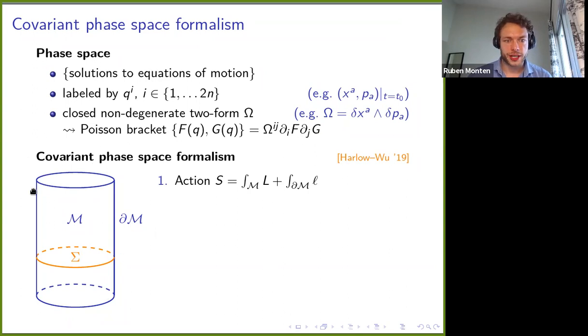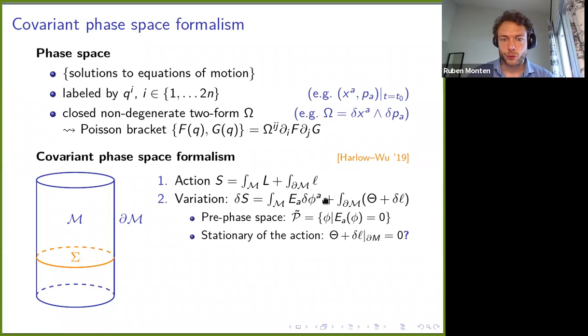And I'll be illustrating it with the situation we will try to consider later on, which is that of a manifold, a cylinder, for example, with some finite boundary. So our theory will start from an action, which is a bulk integral over a Lagrangian plus a boundary integral over a boundary Lagrangian. And as we do, we will take the variation of it and we'll integrate by parts to get the equations of motion times the variations of the field. And then all the boundary terms that we've used to integrate by parts will end up in this field theta here. And it will also be the variation of the boundary Lagrangian.